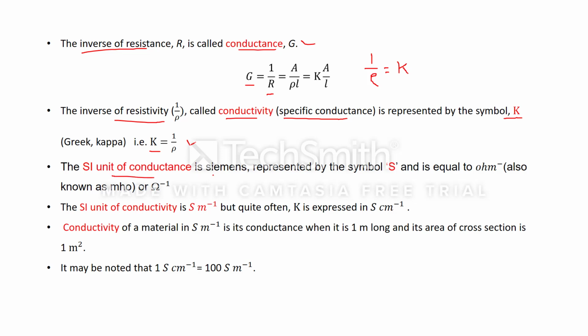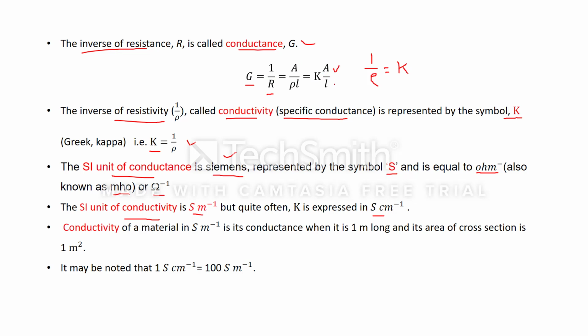SI unit of conductance is Siemens. Actually, conductance is the inverse of resistance. Resistance is measured in ohm, so if we write the reverse of ohm, it will be ohm inverse, which may also be written as mho. This ohm inverse is known as Siemens and its symbol is S. From this we can say the SI unit of conductivity is Siemens per meter, but generally it is expressed in Siemens per centimeter.